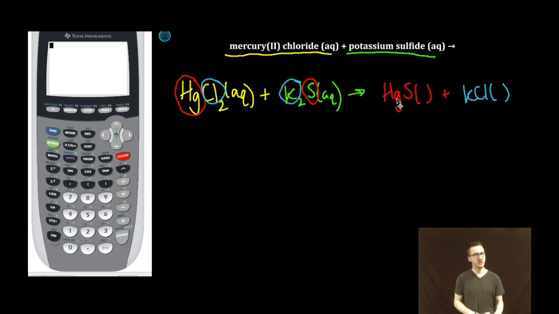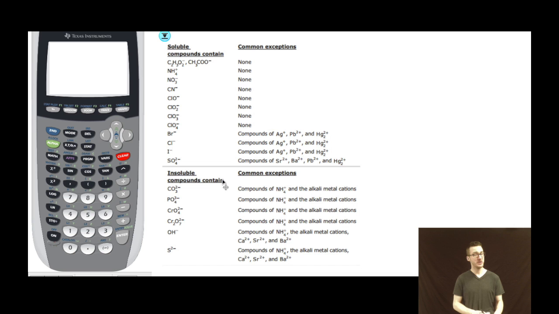As I look at the two compounds that formed, and I look at my list of solubility rules, I'm going to focus on the anions for the most part to help me determine which of those compounds is going to be soluble or form the insoluble solid precipitate.